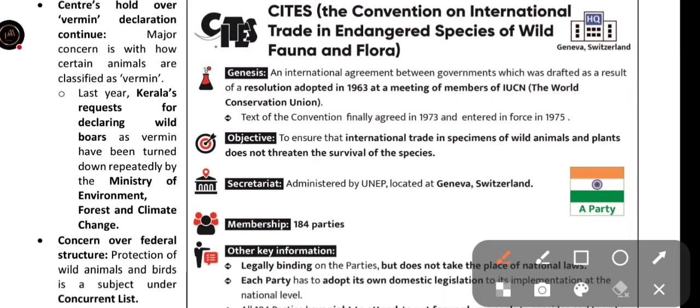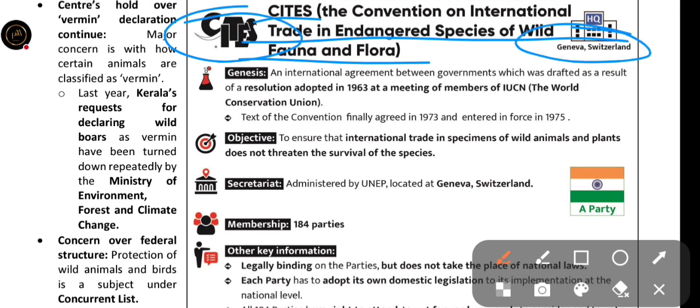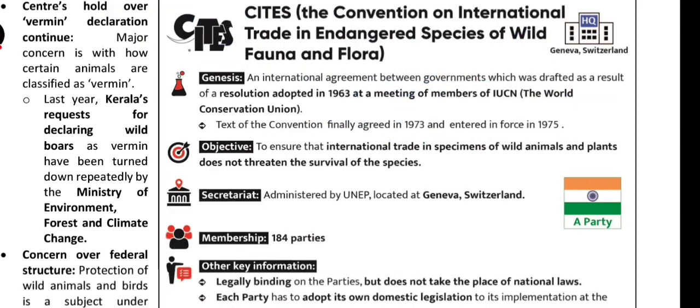Okay, and you should know about this CITES, the Convention on International Trade in Endangered Species of Wild Fauna and Flora. The headquarters of CITES is in Geneva, Switzerland. This convention was generated through an international agreement between governments, drafted as a result of a resolution adopted in 1963 at a meeting of members of the International Union for Conservation of Nature, the World Conservation Union. The text of the convention was finally agreed in 1973 and entered into force in 1975. So you should remember this.